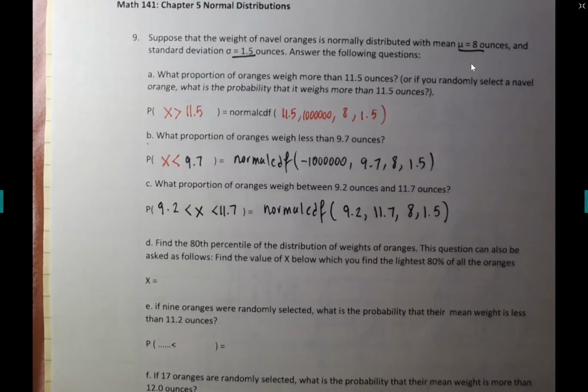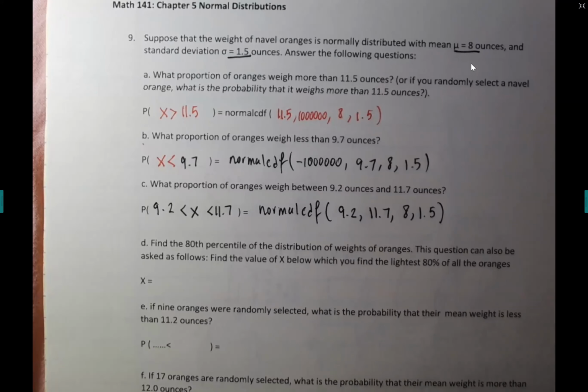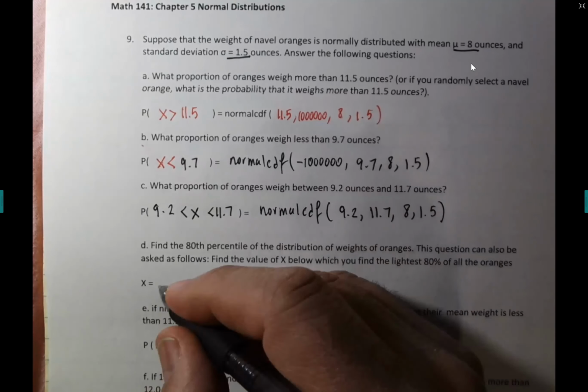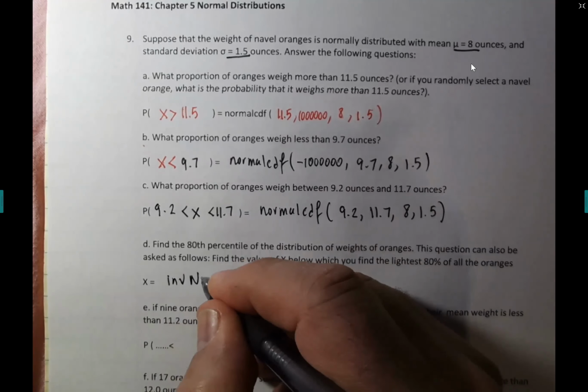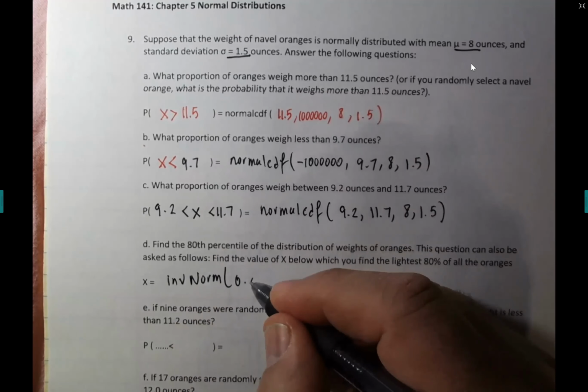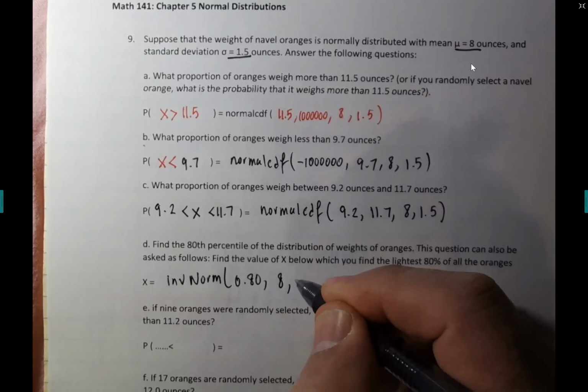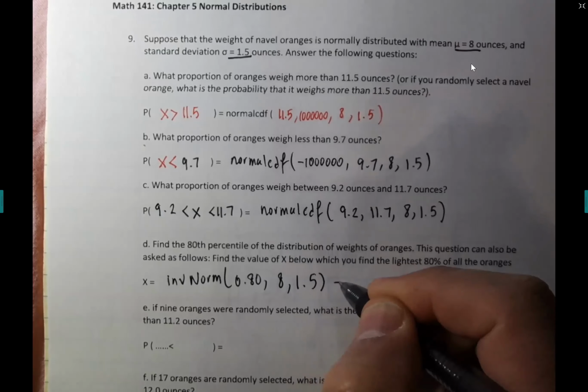D. Find the 80th percentile of the distribution of weights of oranges. The question can also be asked as follows: find the value of X below which you find the lightest 80% of all oranges. So when he asks you for the X value, it's an inverse norm, guys. He gives me the percentile, which is the probability 0.80. And I know the mean, which is 8 ounces, and the standard deviation, which is 1.5.